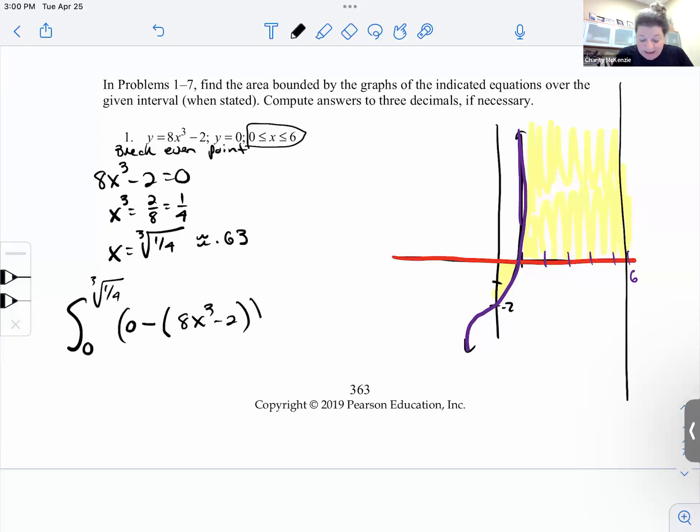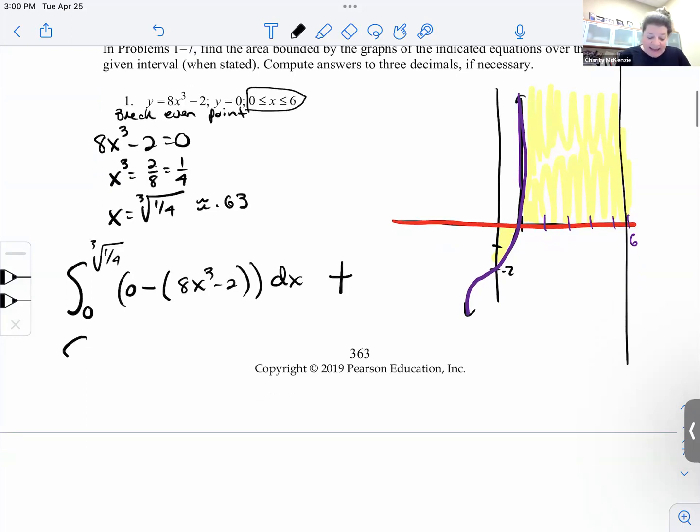Okay, and that whole thing dx. And what we're going to do is add it to the second function, which I wrote a little big, which is going to start with the third root of 1/4, which is where they cross right here. It's about 0.63. It looks really close to 1, but it's maybe a little less close to 1 than I have there. And it goes to the 6.